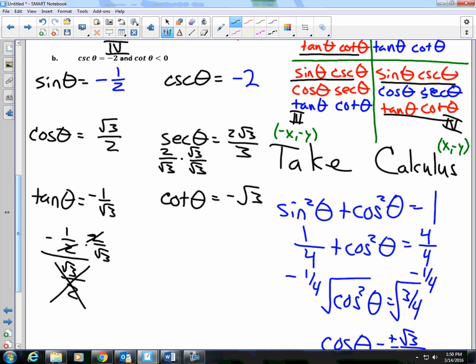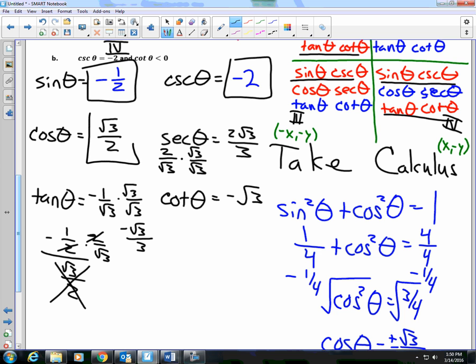Okay, how do I change this? Multiply top and bottom by. I get negative root of 3 over 3. So I have 1 value, 2 value, 3, 4, 5, 6.